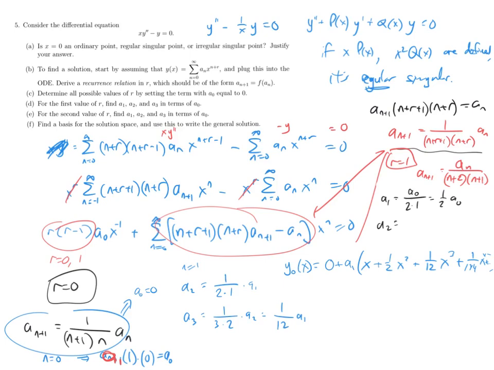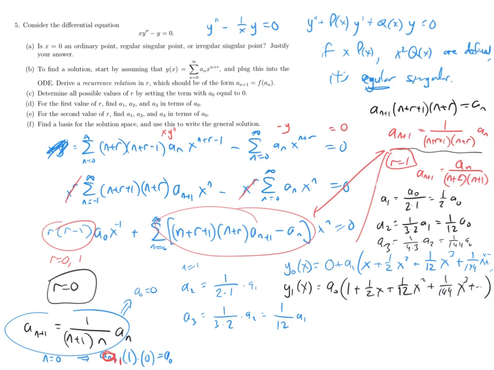A2 is going to be 1 over 3 times 2 times a1, which is 1/12 a_0, and then it's the same recurrence, just shifted. A3 is 1 over 4 times 3 times a2, so that's 1/144 a_0. So y1(x) is a_0 times 1 plus 1/2 x plus, again the same recurrence just shifted up, 1/12 x squared plus 1/144 x cubed.